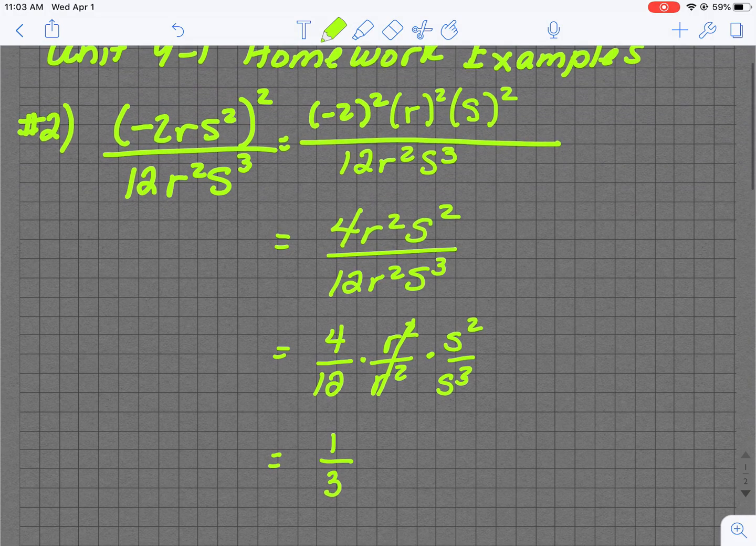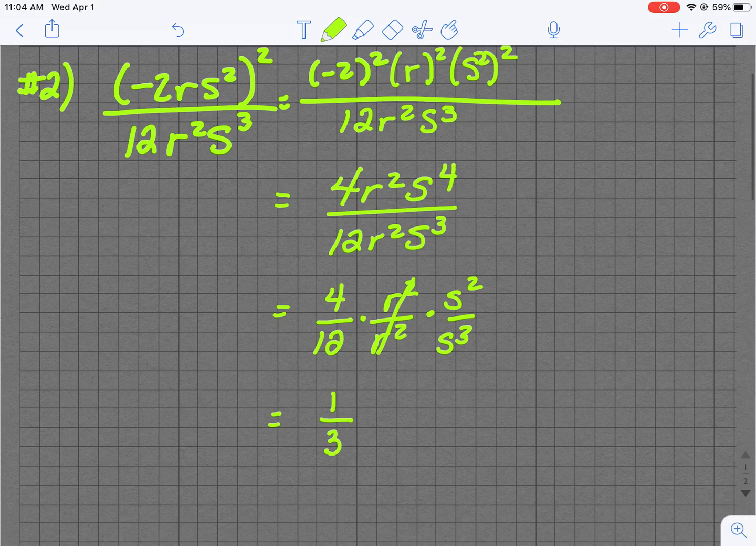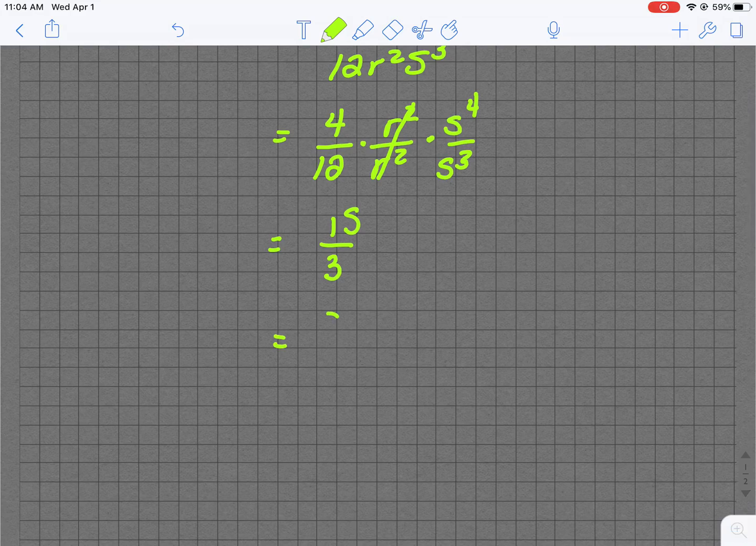Oh, did I do that wrong? Oops. I copied it wrong way back here. Thank you. See, nobody's here to tell me, and so when I make a mistake, I don't see it. And so this should be a 4 in the numerator. Okay, so we can cancel out 3 of the s's, and 1 of them is left in the numerator. So this is our final answer, s over 3.